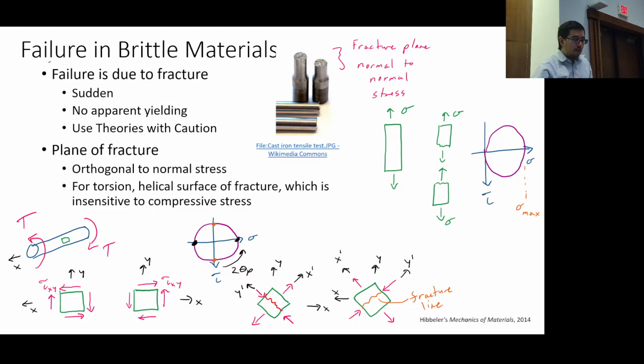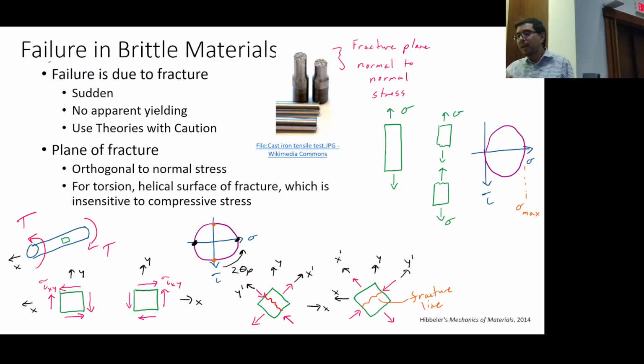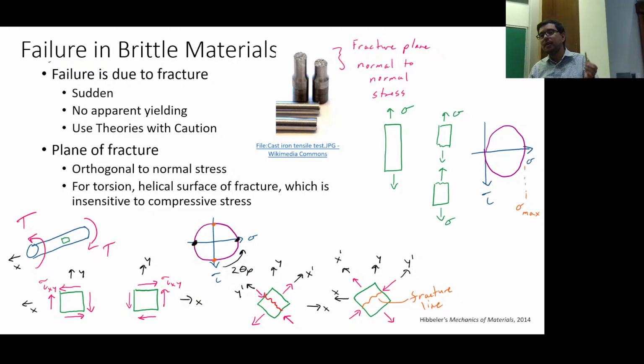So, now, if I have torsion, and I know I break a brittle material because of normal stress, what is the fracture surface going to look like? Well, we already did the normal stress, right? We know that was a clean break down the middle. Okay, but if I twist, what's it going to look like?